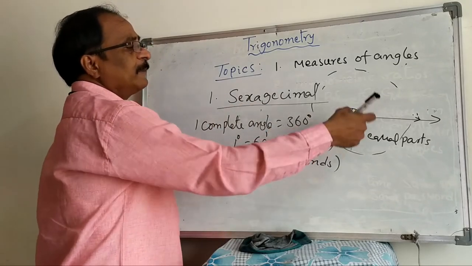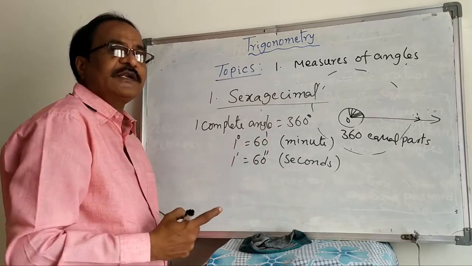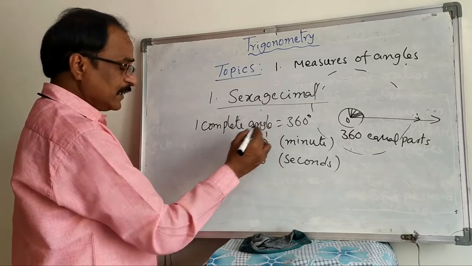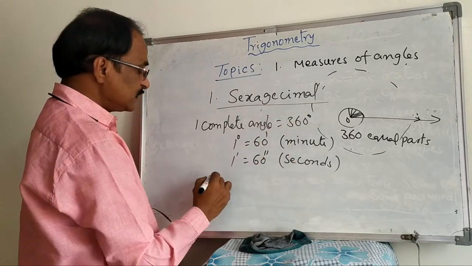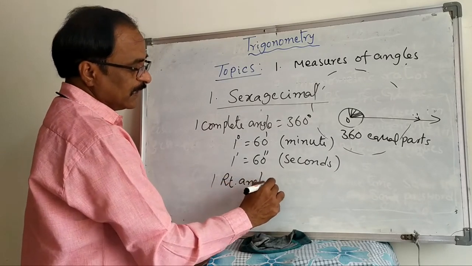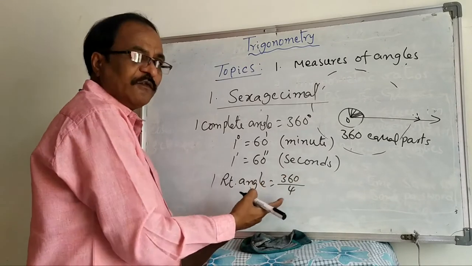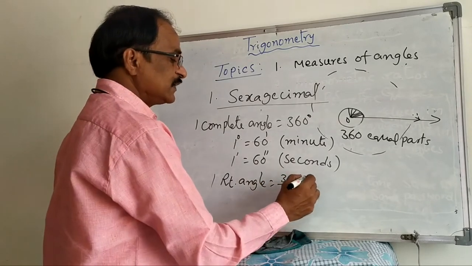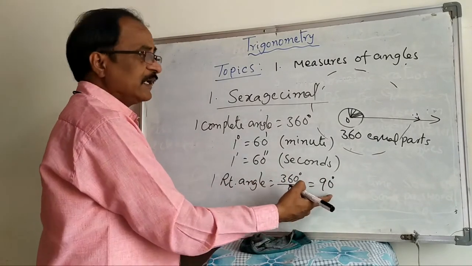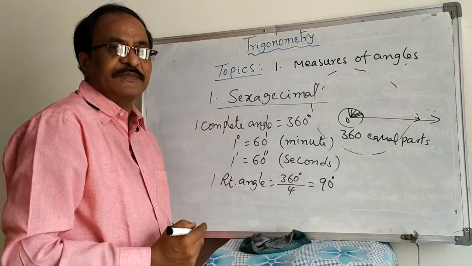Here one complete angle is divided into 4 equal parts, and each part is called one right angle. The complete angle is 360 degrees, so one right angle is equal to the complete angle divided by 4, that is 1/4 of the complete angle, which is equal to 90 degrees. One right angle is equal to 90 degrees in sexagesimal measure. So this is about the sexagesimal measure.